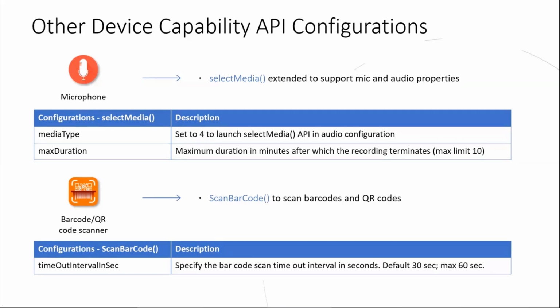Then the last capability is around the barcode QR code scanner. Again, just one API, which is called scan barcode. The only configuration we have is timeout interval in seconds. It's currently maxed at 60 seconds and the default is 30 seconds, but it can be configured per the needs of the end user. All the experiences were demonstrated back in the demos. So I hope everyone can relate which APIs correspond to which capability.